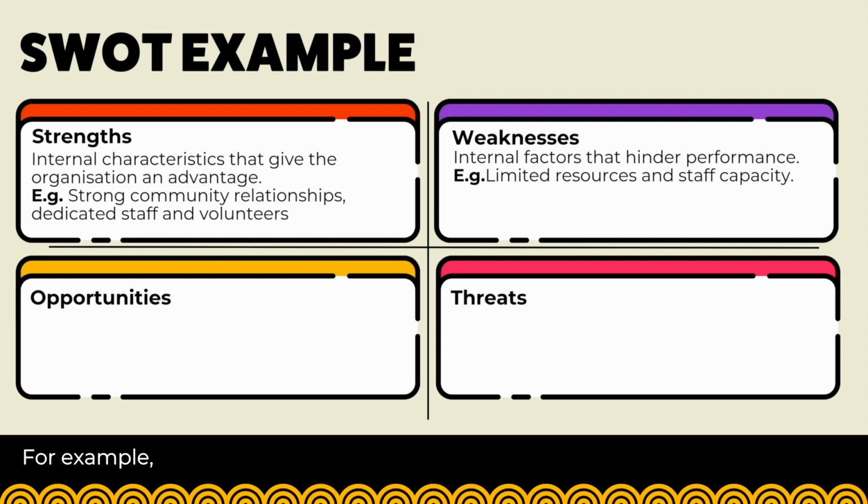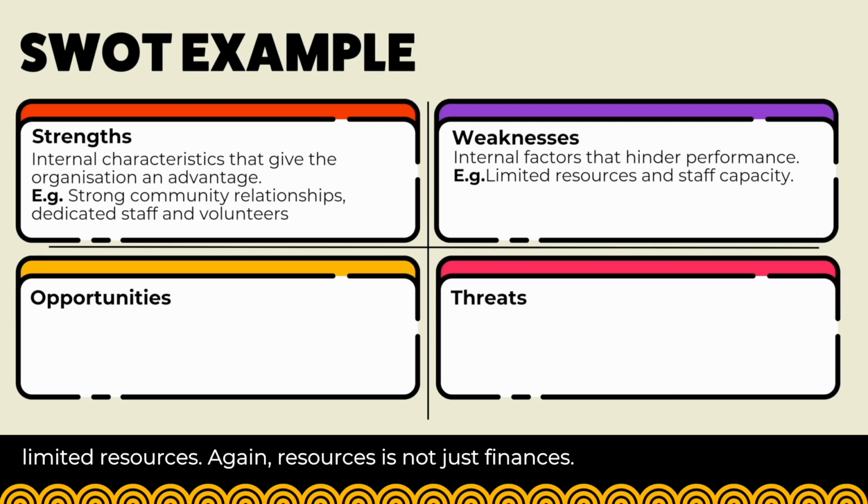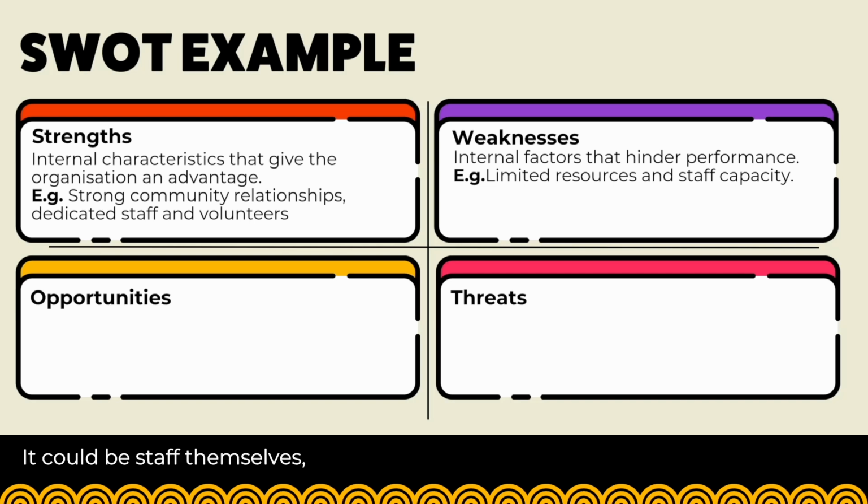For weaknesses, these are internal factors that hinder performance. For example, limited resources. Again, resources is not just finances. It could be staff themselves, the time, so many different things at the same time. And then also staff capacity is also a weakness. Those are things that affect the way you deliver the work, deliver your mandate, basically your capacity to deliver internally.